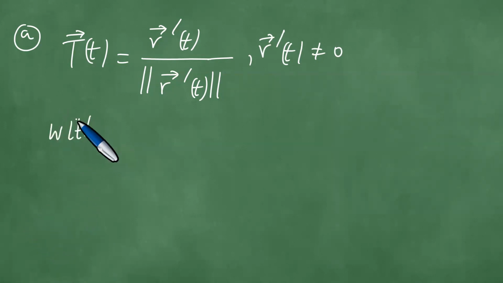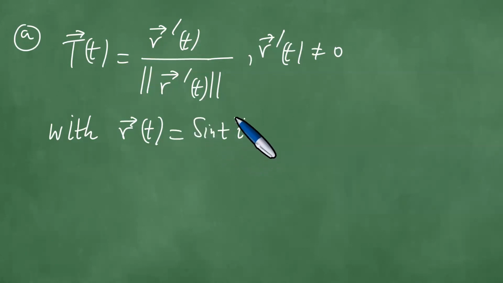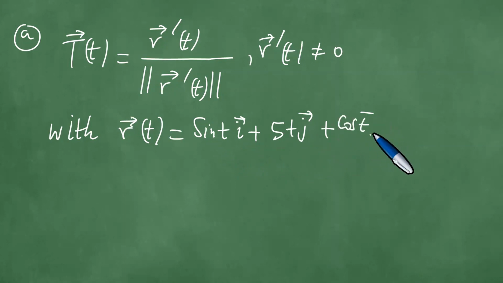With the vector r of t equal to the sine of t i plus 5t j plus cosine t k. And so on, this is at t equals 0.